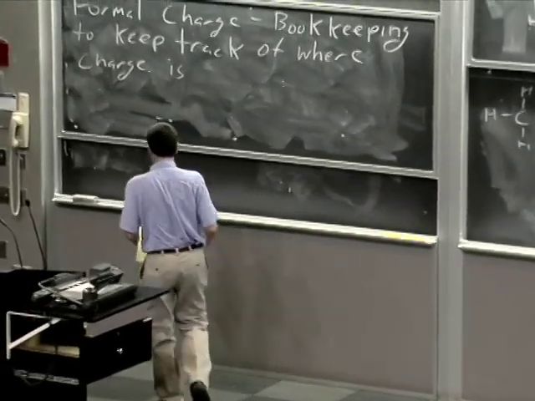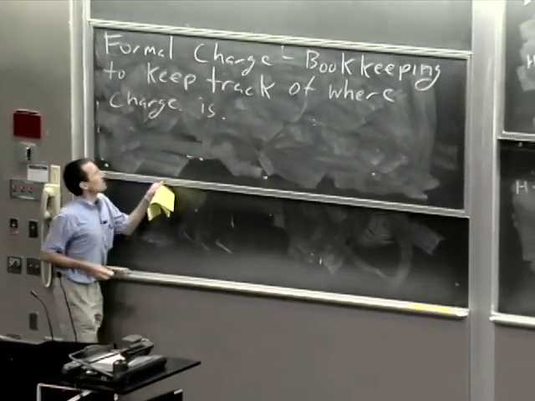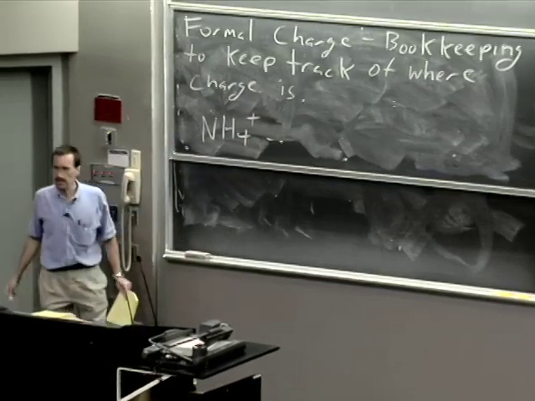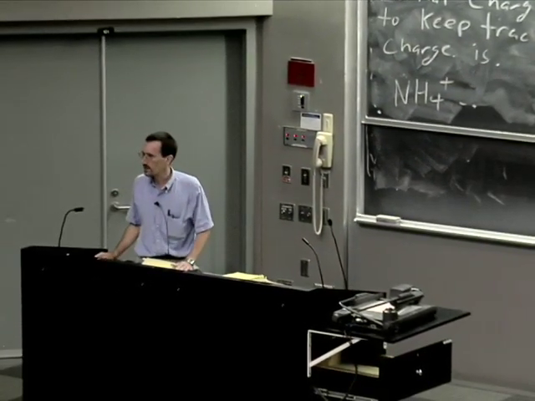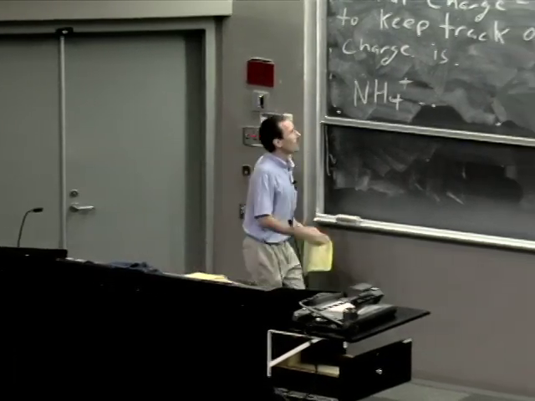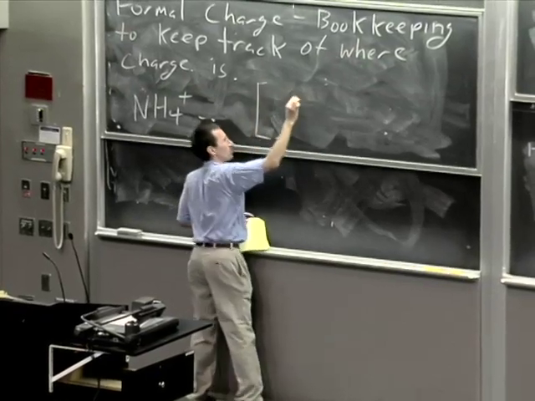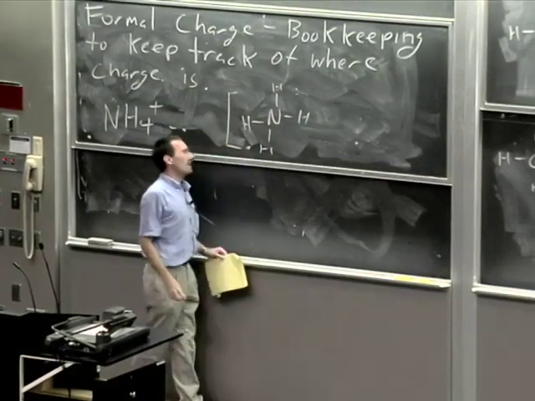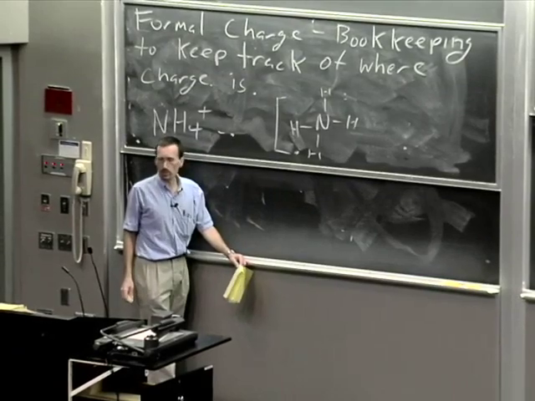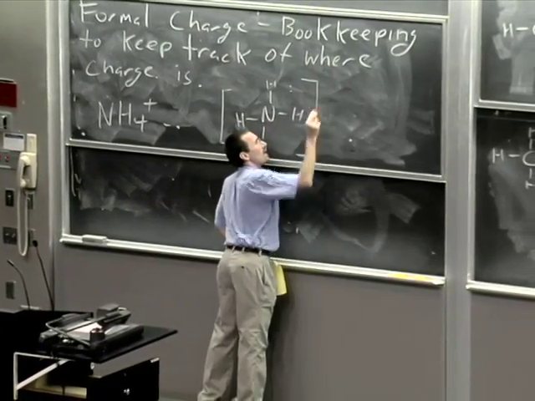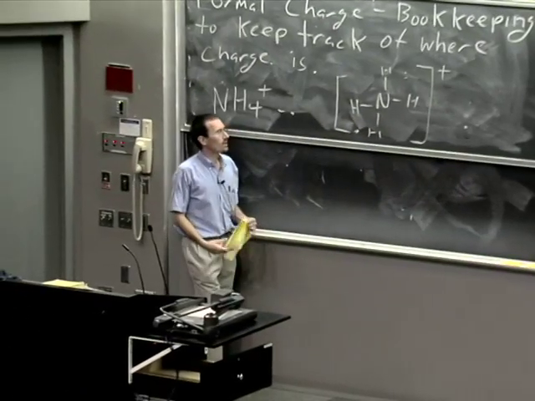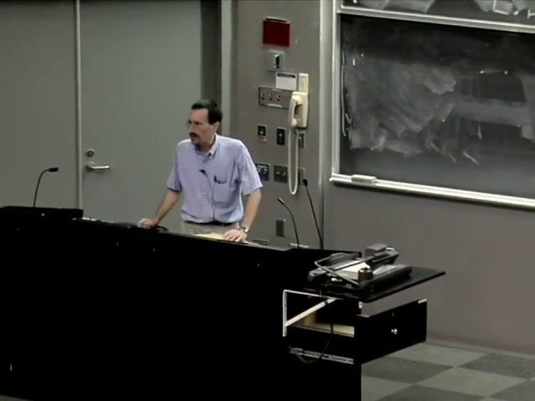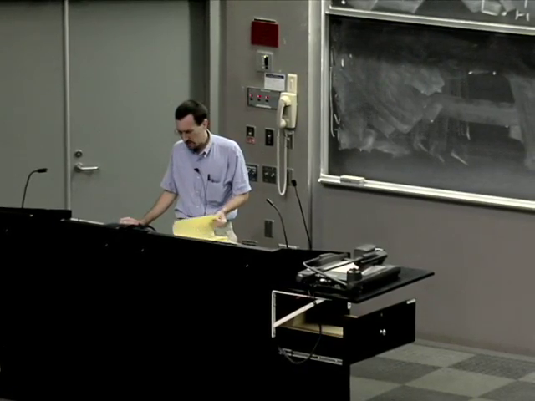Formal charge basically addresses where is the charge. So for example, probably since your very first quarter of freshman chemistry, you've seen NH4. What do we call NH4 plus? Ammonium ion. And if we expand that out to a Lewis structure, we have 8 valence electrons, which we share between the nitrogen and the hydrogens. And the molecule has a net charge. Formal charge basically is the bookkeeping mechanism of saying, where does that charge reside in the molecule?